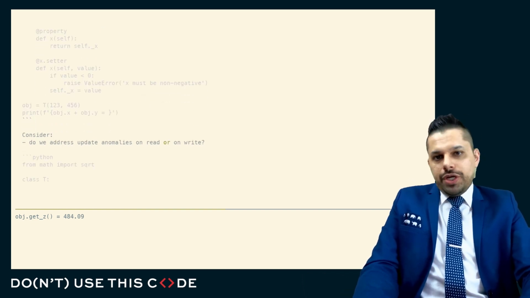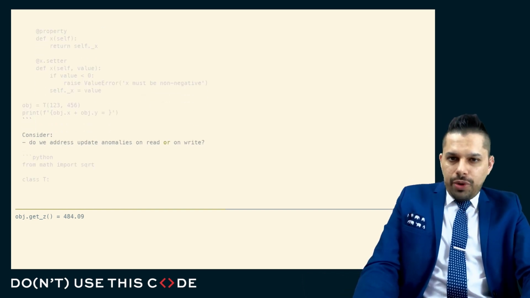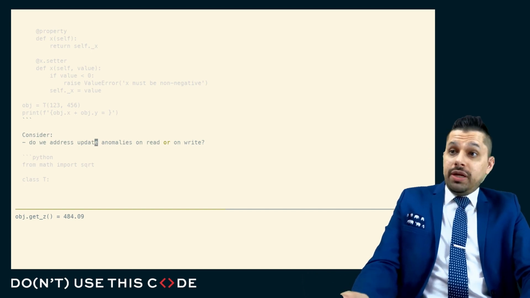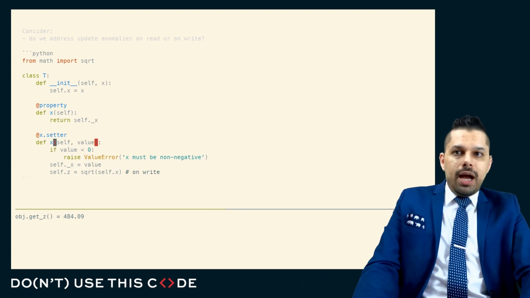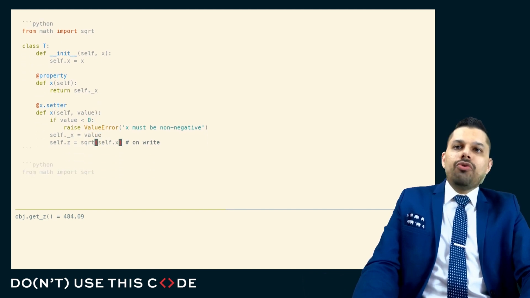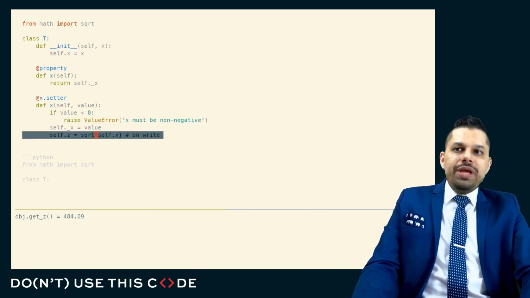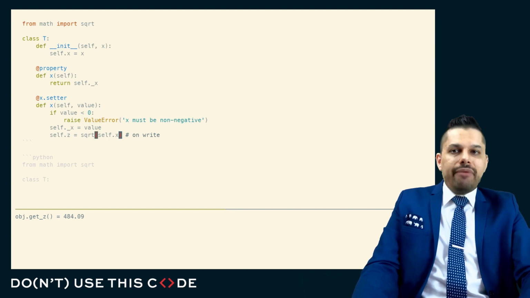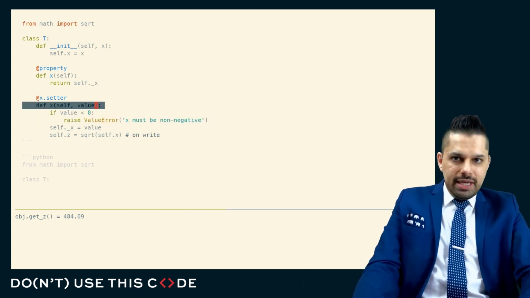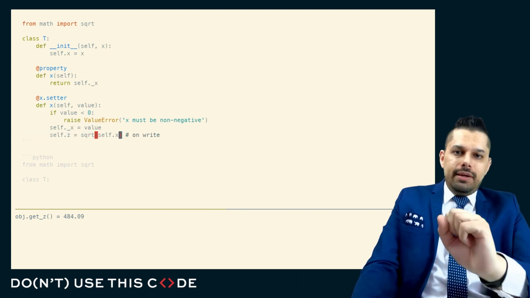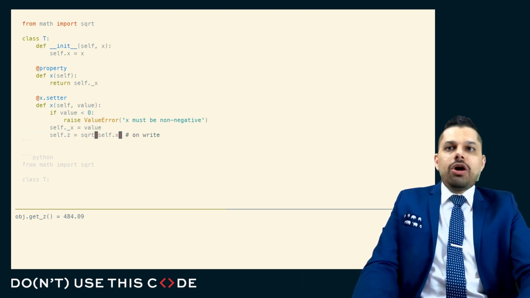Now, there's a couple of considerations when we use property. We can avoid update anomalies in a couple of different ways. We can avoid them on read or we can avoid them on write. Here you can see an update anomaly that we're going to avoid on write. That means when we change x, we perform a check and we perform a recomputation of z, which is derived from x. And so here you can see we've done the validation on write and we're doing the computation of z on write.